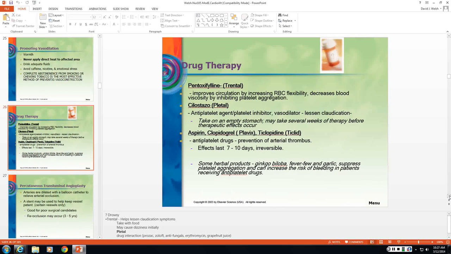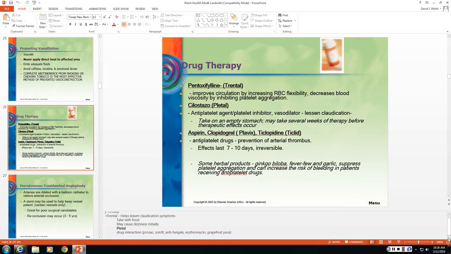So some drug therapy that they use. Trentol, which basically improves circulation by increasing red blood cell flexibility. It also decreases blood viscosity by inhibiting platelet aggregation. You usually take that with food. It may cause dizziness initially, so you need to be careful with that.